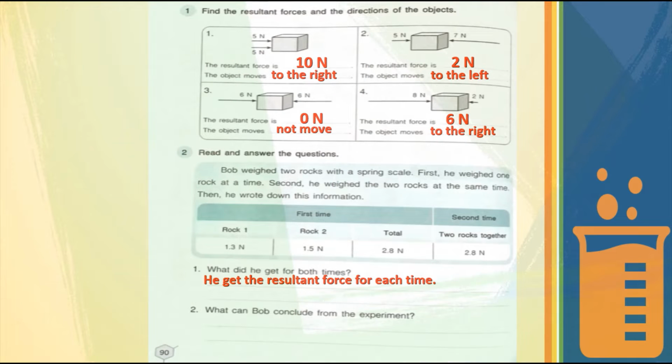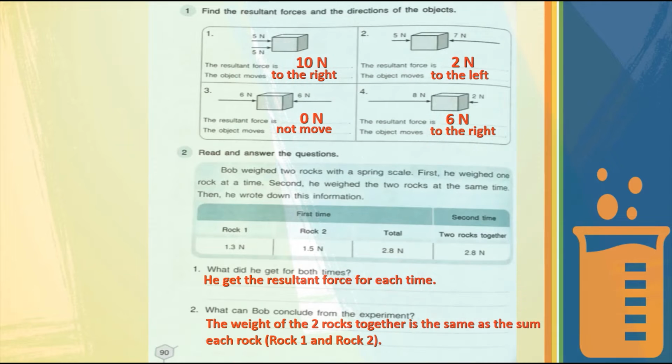Okay, what can Bob conclude from the experiment? He can conclude that the weight of the 2 rocks together is the same as the sum of each rock, rock 1 and rock 2. Okay, I hope you got all the correct answers. And once again, if your answer is wrong, I would like you to get a red pen and write the correct answer in your book.